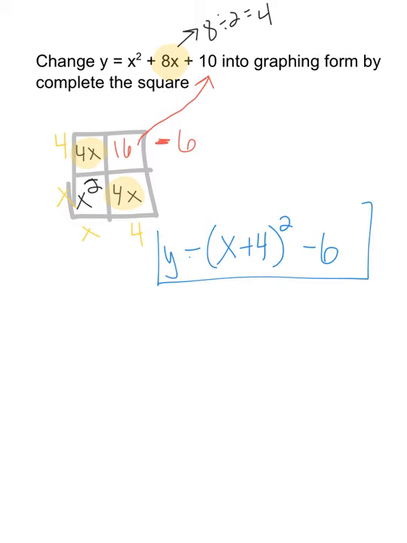This is called graphing form or vertex form of the equation. When we look at this, it tells us the coordinate of the vertex is at -4, -6. We'll do a couple more examples.